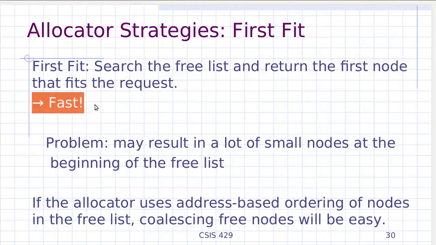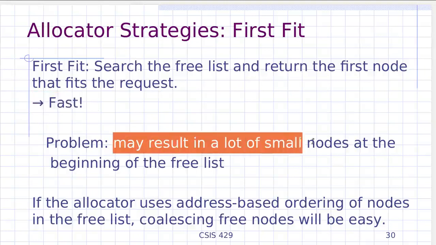However, even though this is fast, there's a problem. The problem is that you may end up with a lot of small nodes. Once you get hundreds of requests, since you're going to return the first thing that you find that's going to satisfy the request, you're going to end up with a lot of small nodes at the beginning of the free list. That's going to be a big problem.